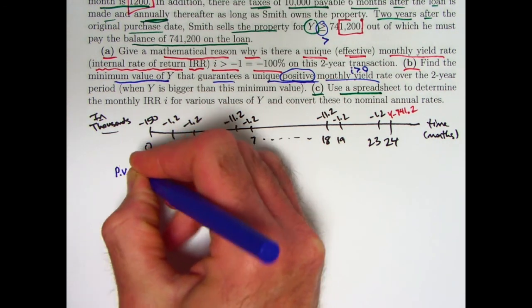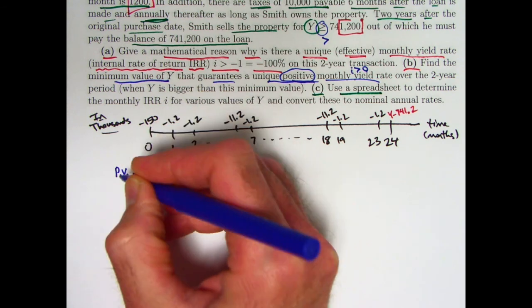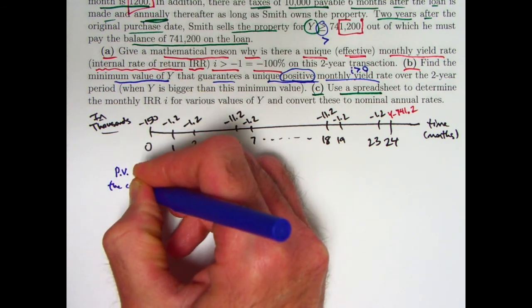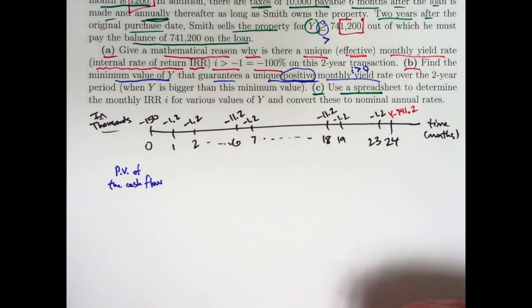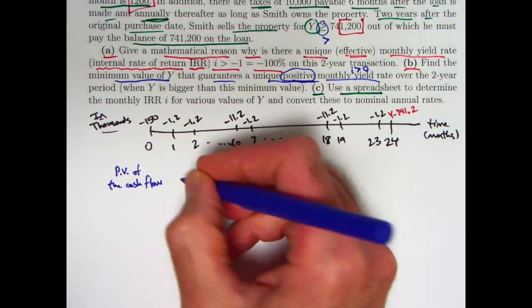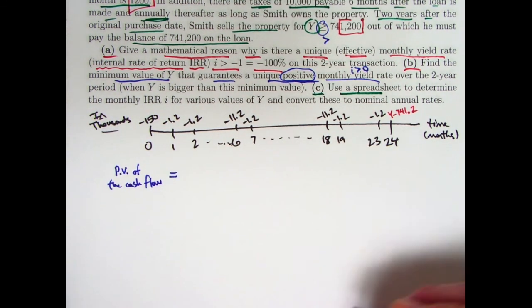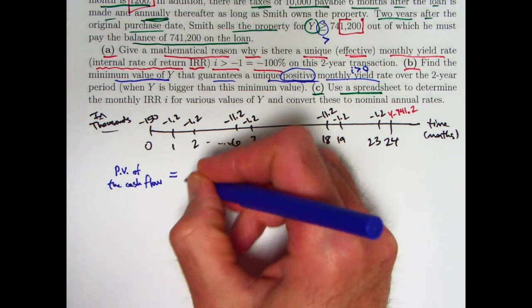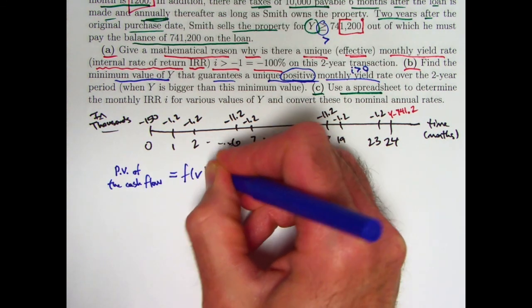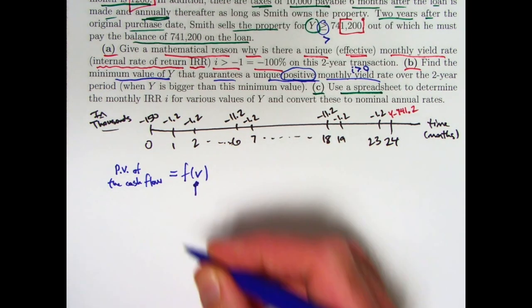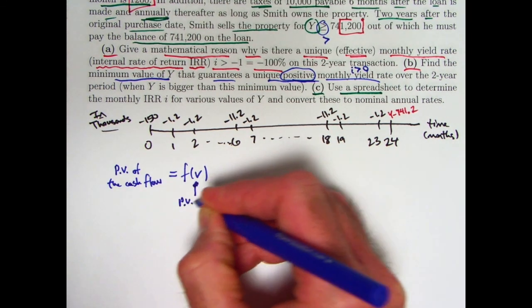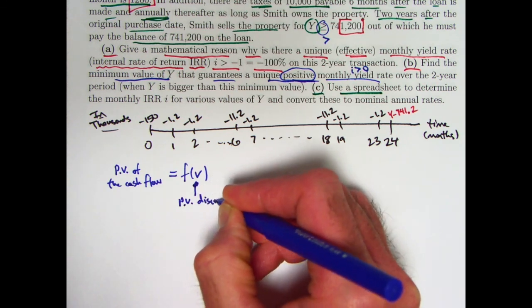Present value of the cash flow is what that says. This is really going to be a function of what I'm going to label V. And if you are an actuary student, you've seen that before. This is called the present value discount factor.